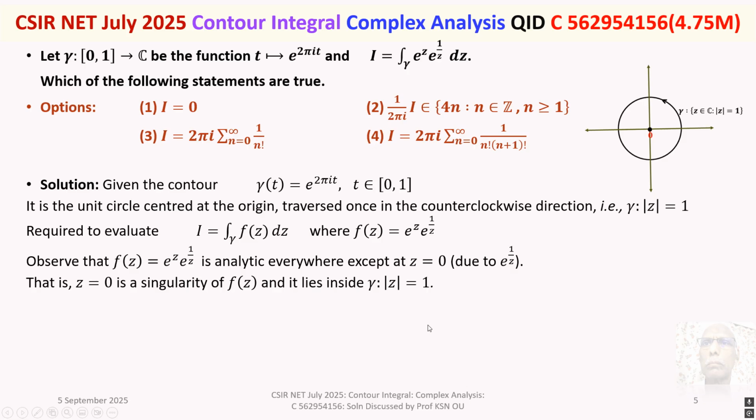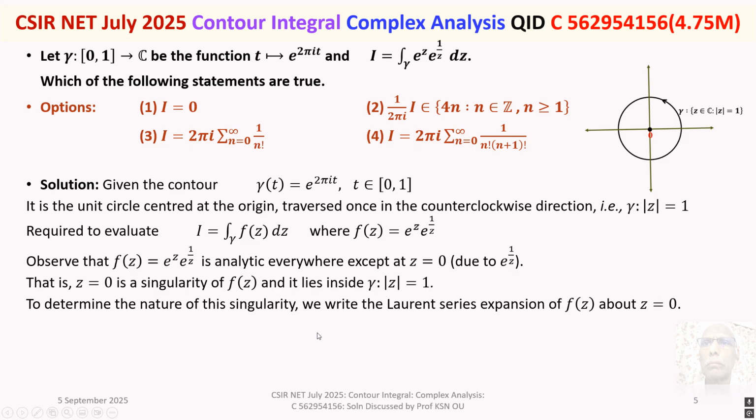It lies inside. Right. To determine the nature of this singularity, we write the Laurent series expansion of f of z about z equal to 0. f of z is equal to e power z into e power 1 by z. For e power z, 1 plus z plus z square by 2 factorial and so on, multiplied by 1 plus 1 by z plus 1 by 2 factorial z square plus 1 by 3 factorial z cube, etc.